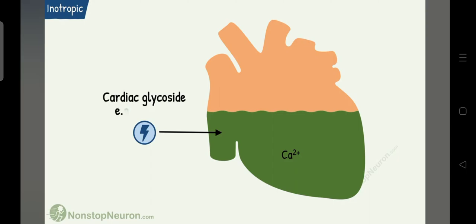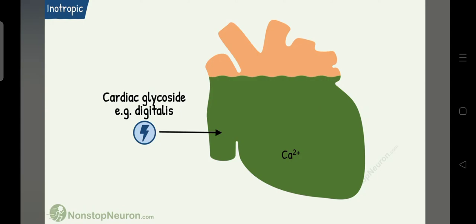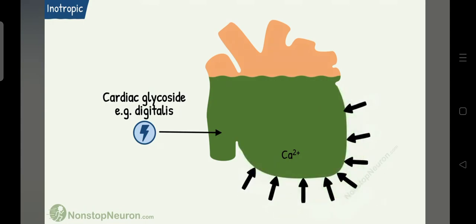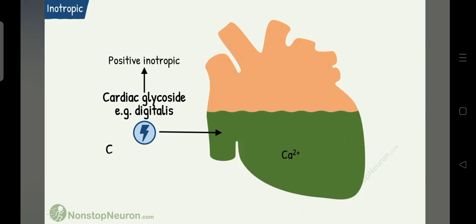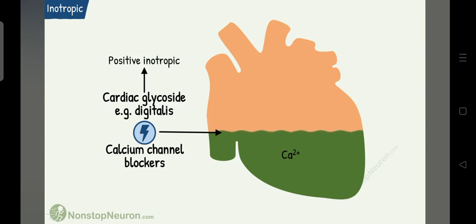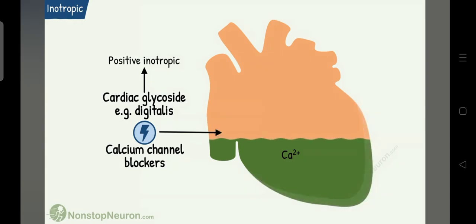For example, cardiac glycosides like digitalis cause calcium loading in heart muscles. This increases force of contraction, also called positive inotropic action. On the other hand, calcium channel blockers decrease the calcium levels. This leads to a decrease in force of contraction, also called a negative inotropic action. So these were inotropic actions.